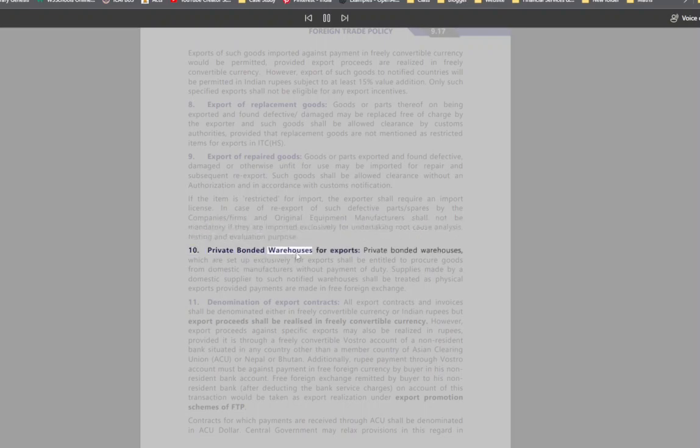10. Private bonded warehouses for exports. Private bonded warehouses, which are set up exclusively for exports, shall be entitled to procure goods from domestic manufacturers without payment of duty. Supplies made by a domestic supplier to such notified warehouses shall be treated as physical exports provided payments are made in free foreign exchange.